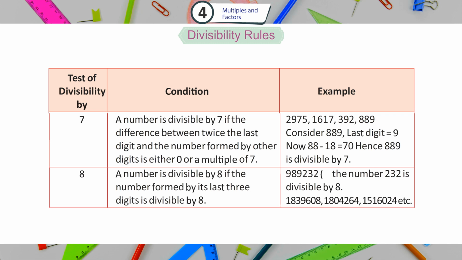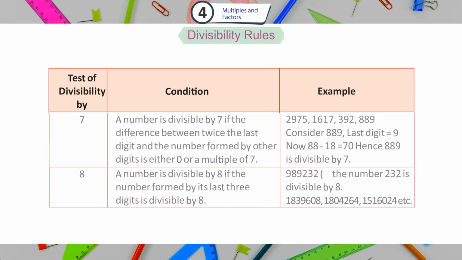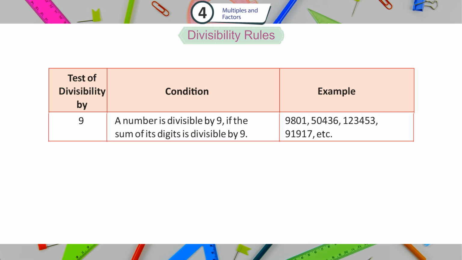8. A number is divisible by 8 if the number formed by its last three digits is divisible by 8. 9,89,232. The number 232 is divisible by 8. 18,39,608. 18 lakh, 4,264. 15 lakh, 16,024, etc. 9. A number is divisible by 9 if the sum of its digits is divisible by 9.